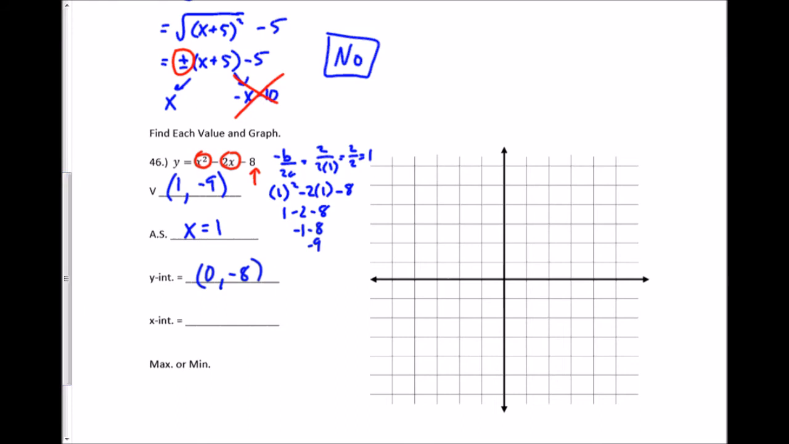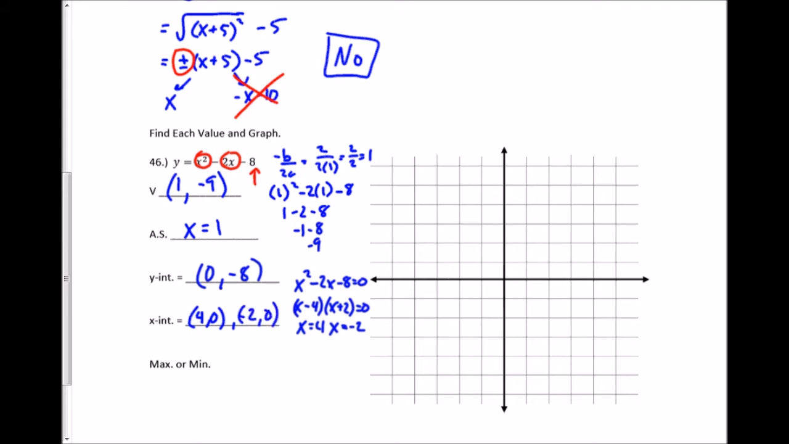For the x-intercepts, we have to plug a 0 in for y. So essentially what we're doing is x squared minus 2x minus 8 equals 0. And I can solve that by factoring. That's an x minus 4 and an x plus 2. So I find out that x equals 4 and x equals a -2. And really, that's just two separate ordered pairs. It's the 4, 0, and then a -2, 0.